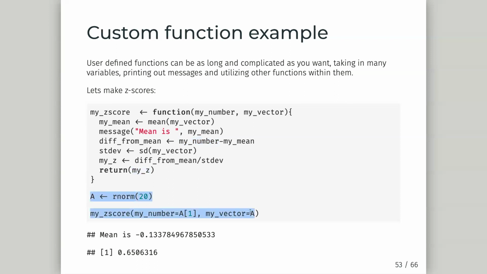So here I'm just going to do this for rnorm, which gives us a random distribution of numbers, right, around 20. And here I'm just going to pass it in one value from here, give it my vector, and it's going to print this message because it prints it here, and then it's going to give me back a z-score.